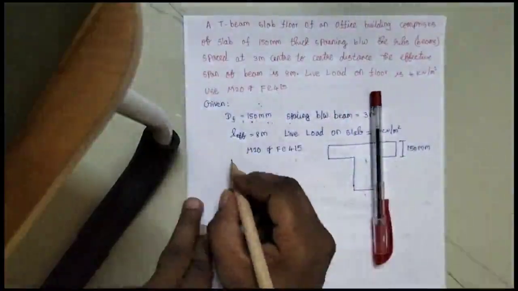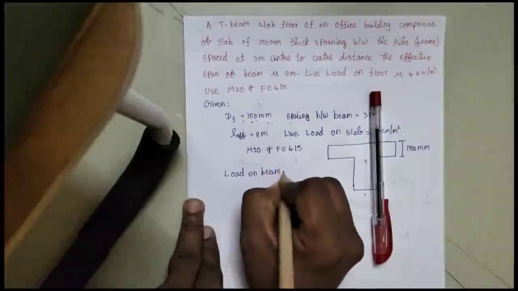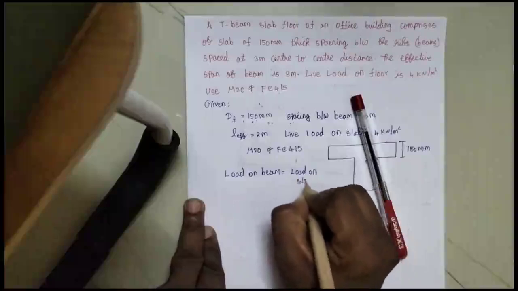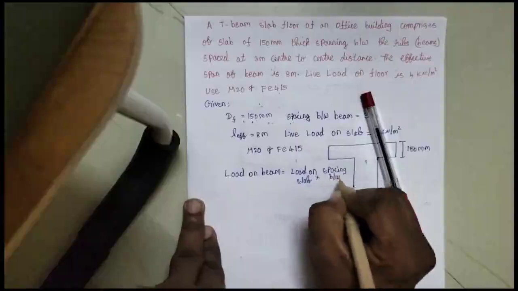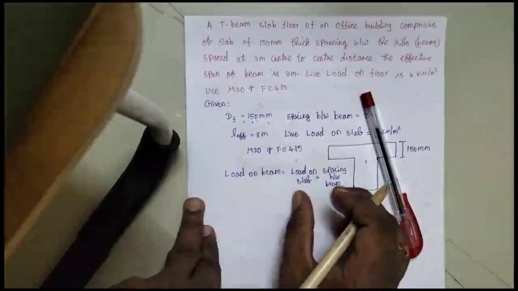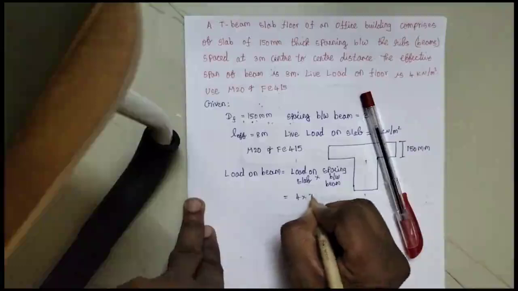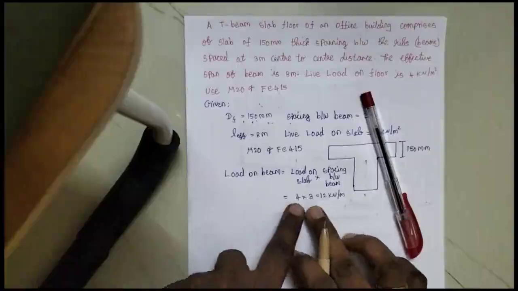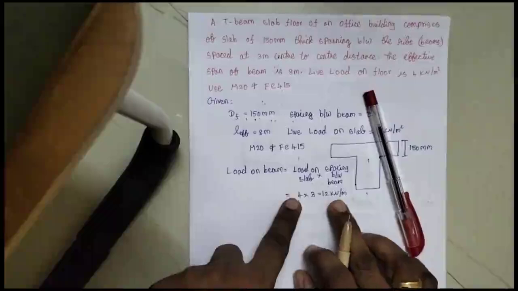So I can write the load on beam equal to load on the slab into the spacing. Why I am writing directly the spacing between beams is, as I have already told, half of the distance from one side and half of the distance from the other side. If we add it together, then it will be the spacing between the beams. So load on slab is 4 and the spacing between the beams is 3. So the load on the beam is 12 kilonewton per meter, because we always know that the load on the beam is per meter, that is unit length load we need to calculate. So this is the value.